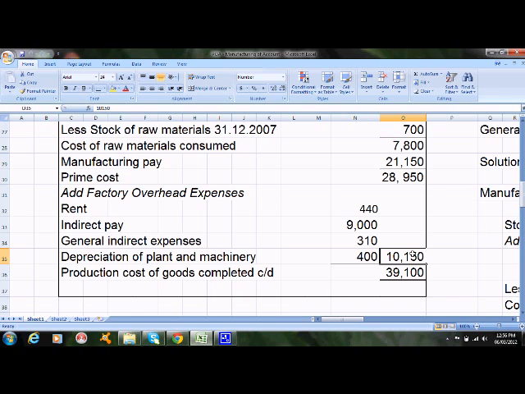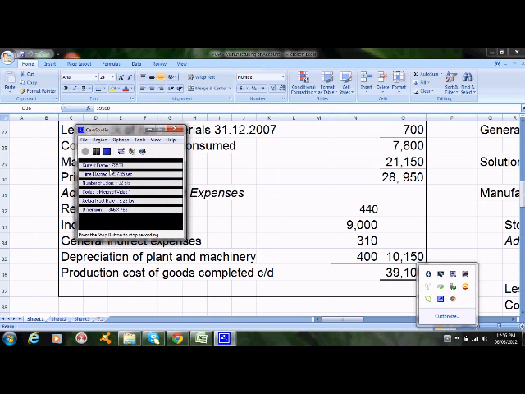Now, to calculate the production cost of goods, what do you do? We add prime cost plus factory overheads to get production cost. So prime cost plus factory overheads gives you production cost. Remember that. Prime cost plus factory overheads gives you production cost, which is equal to 39,100. You can pause the video, write out the information, and then continue the video afterwards.